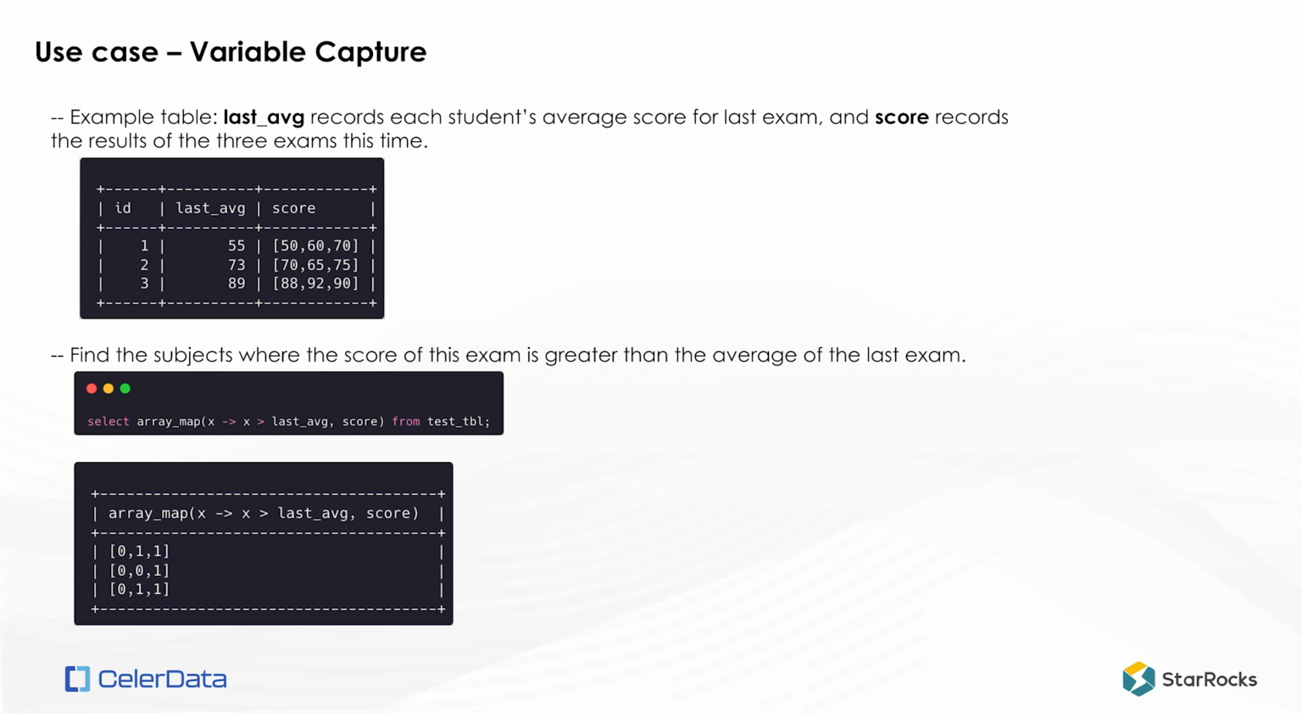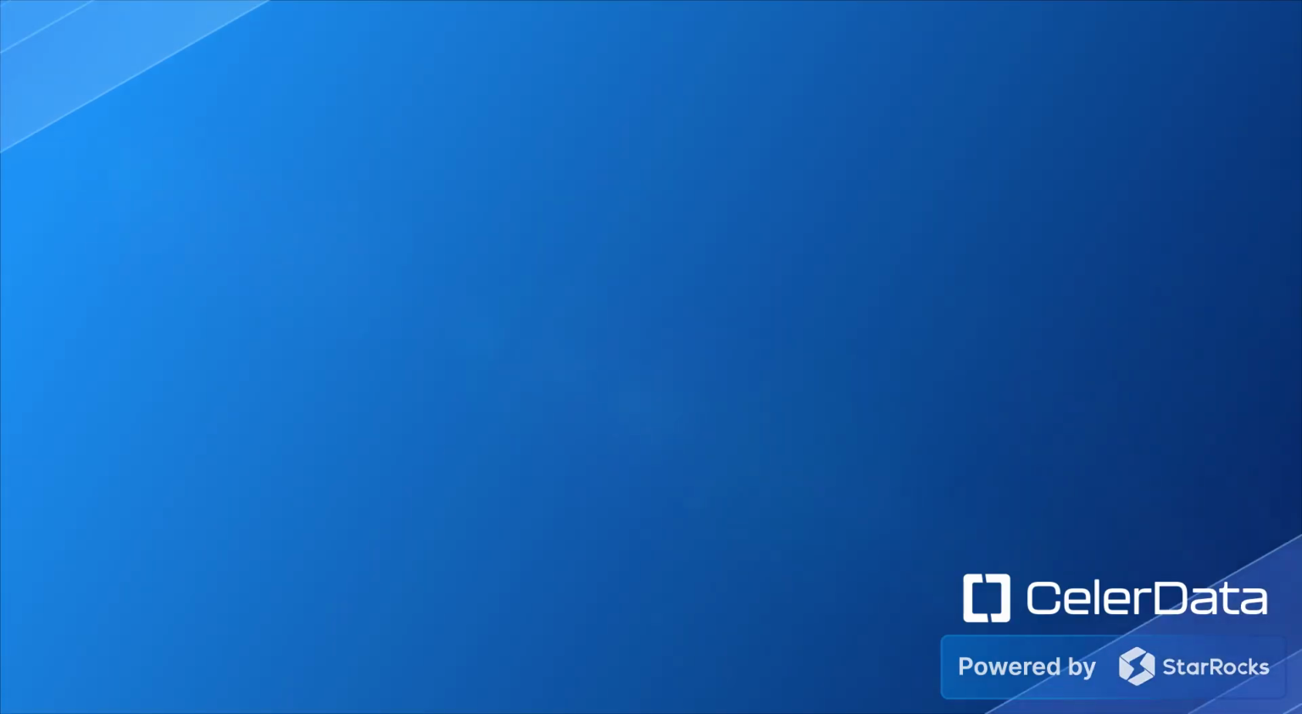The first scenario is variable capturing. In addition to filtering variables through array_filter, variables can also be captured through array_map. For example, in the following example, array_map makes it easy to capture the subjects in which each student scored higher than their average score from the previous exam.